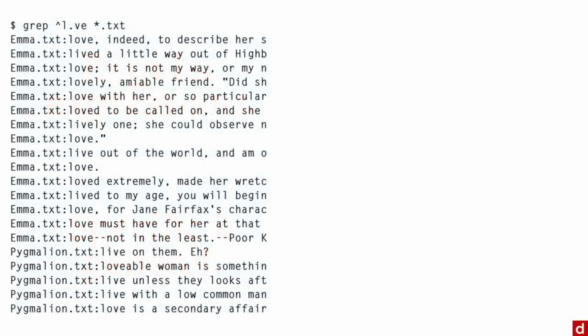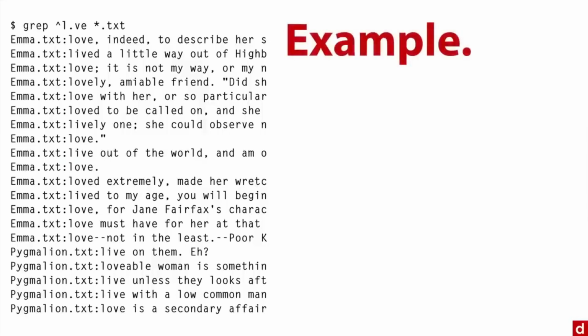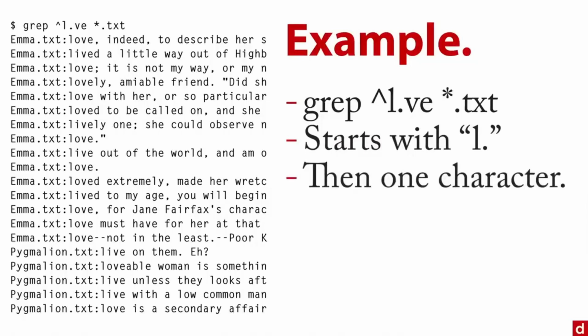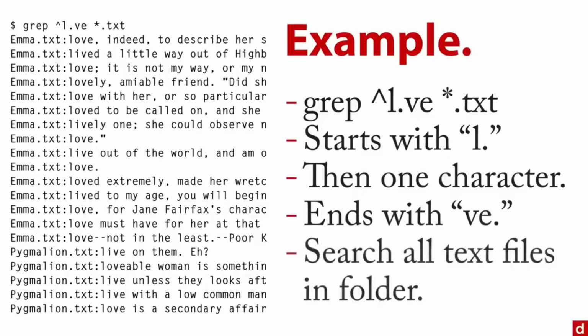So here's a short example of how it can work. What I've done is I've taken some text documents. They're actually the text to Emma and to Pygmalion, two books I got off of Project Gutenberg. And this is the command: grep l.ve *.txt. So what I'm looking for are lines in either of these books that start with L, then they have one character, can be whatever, and then that's followed by VE. And then the *.txt means search all of the text files in that particular folder. And what it found is lines that began with love and lived and lovely and so on.